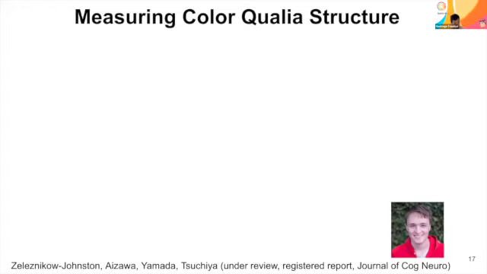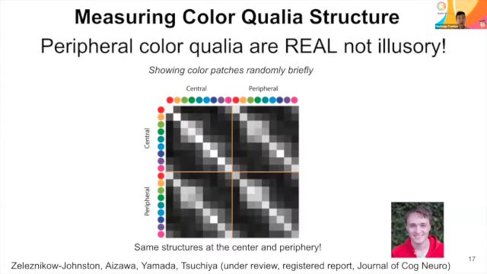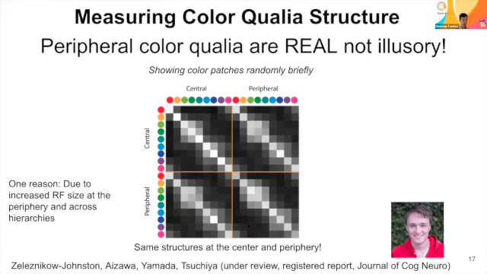And led by Ariel Zeleznikas-Johnston, we did this kind of experiment, and it turned out that at least within 10 to 15 degrees of the visual angle, roughly speaking, towards the edge of the display on your laptop, the color similarity relationship is the same between the central vision and the peripheral vision, as well as the central vision to peripheral vision relationship. So most likely this arises from the fact that the receptive field size of peripheral neurons increases to compensate for the lower density. But I'll talk about it later if you're interested in this result.